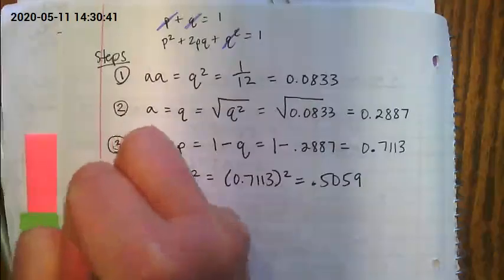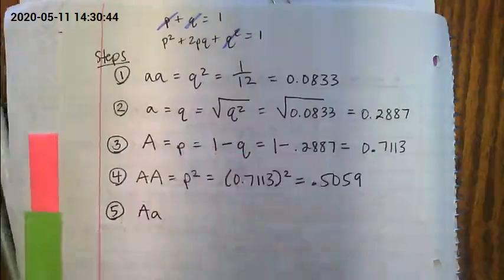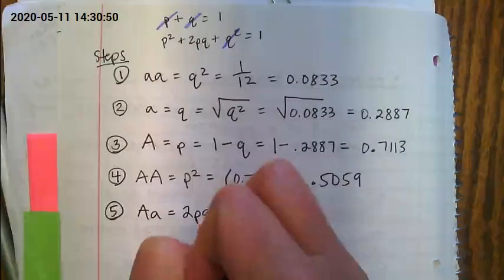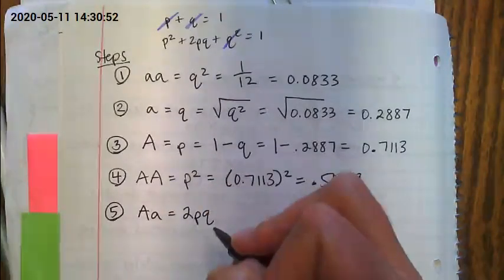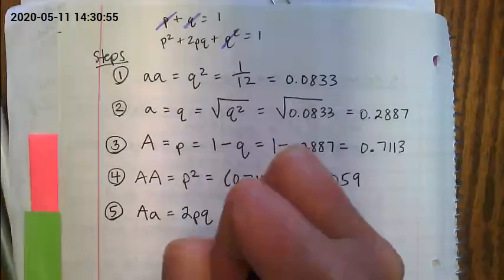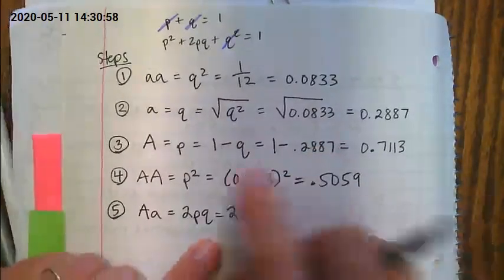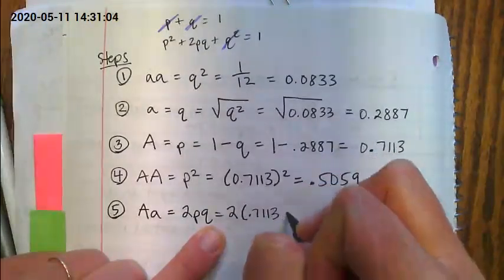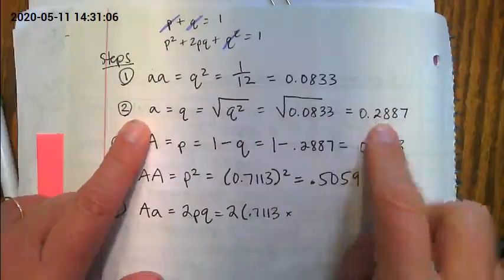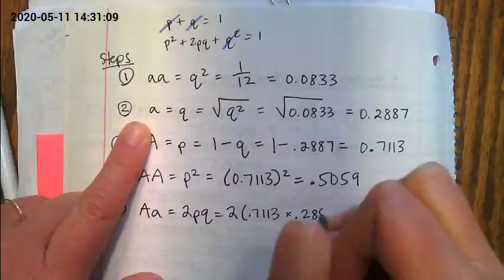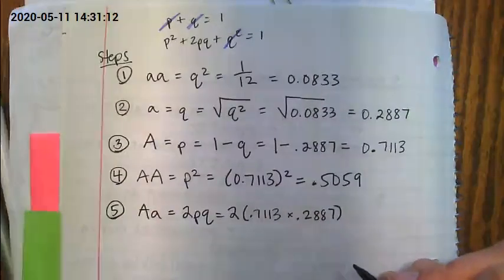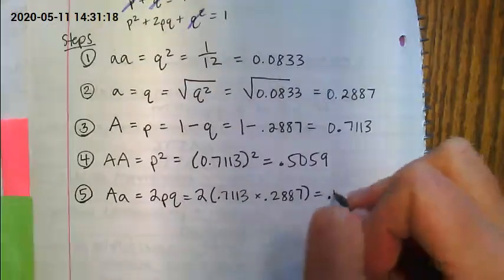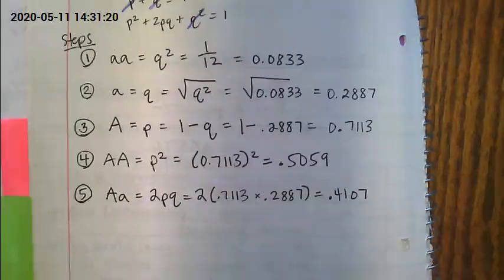Okay, and then our last step is finding our last genotype, which is our heterozygous genotype. So that is our 2PQ. So we just have to plug in. We're going to take 2 times our P, which was 0.7113, times our Q, which was 0.2887. And that gives us 0.4107.